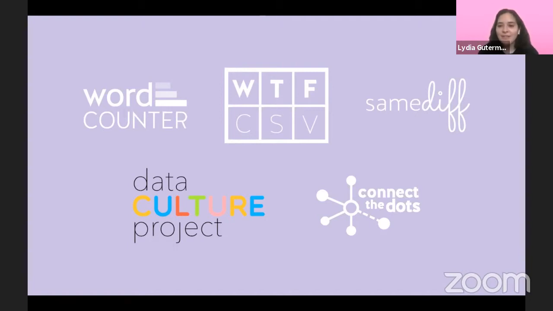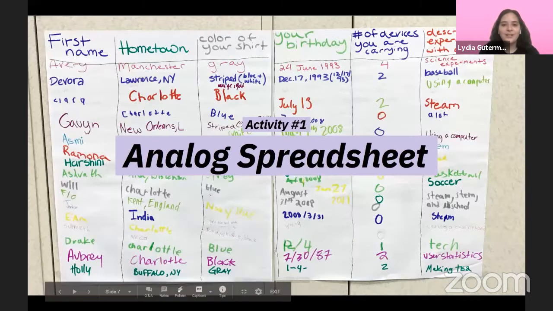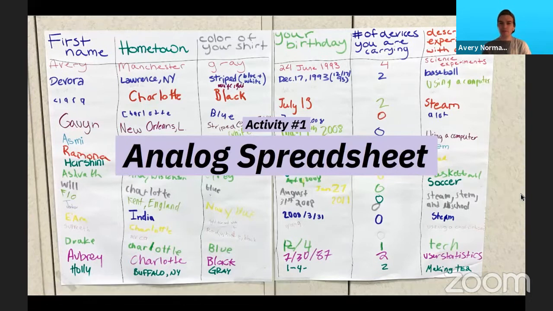So Avery will take it away with analog spreadsheet. Great. Hello, everyone. The first activity we're going to discuss today is the analog spreadsheet. And this is a really fun and relatively easy way for creating a shared data set with a group of patrons. So there's an example in the background of this slide, and you can see it's just a couple of pieces of paper. You can also use a dry erase board.